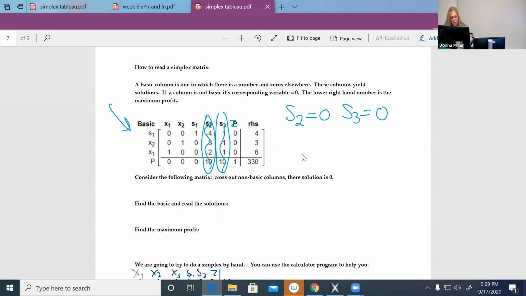Okay? So you see I have a 1 here. This 1 corresponds to x1, so I can read the answer that x1 is 6. Here's a 1 here for x2, so x2 would be 3. And this is S1, so S1 is 4. See, I'm going across. And then this right here down the bottom, that's your maximum profit. So Z, the maximum profit is $330.